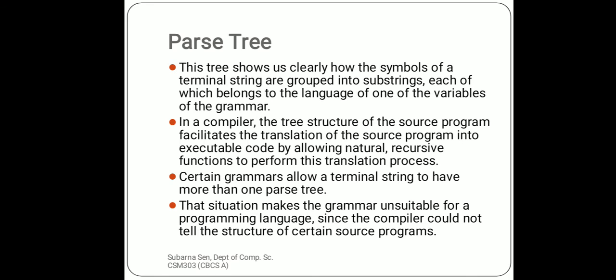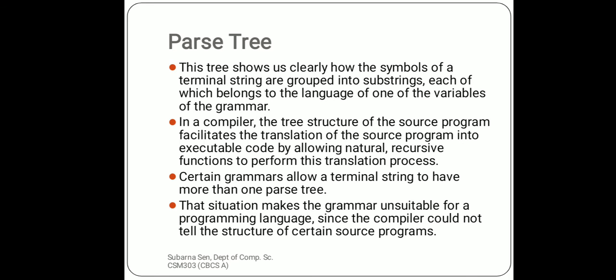In compiler, the tree structure of the source program facilitates the translation of the source program into its executable code by allowing natural recursive functions to perform this translation process. This is not part of our syllabus, but when you go for compiler designing, you will see that this parse tree is very useful, because when we write a source program, it will generate a parse tree, and accordingly the compiler will execute it, right? There are some recursive manner, some types of derivation, many more things. We are not going into details in this course.